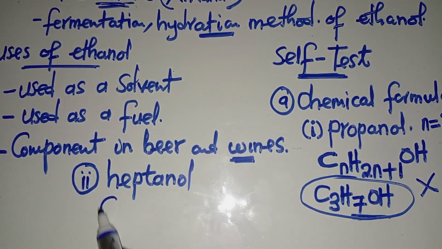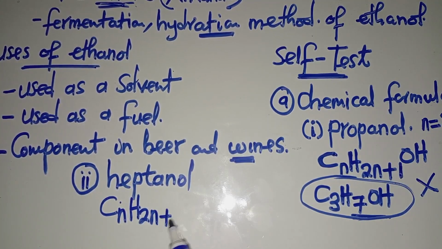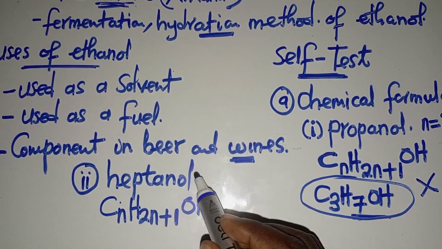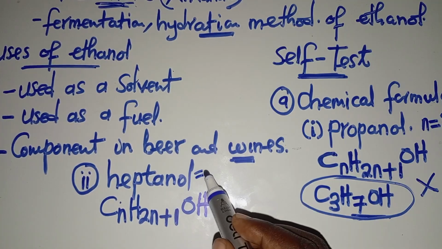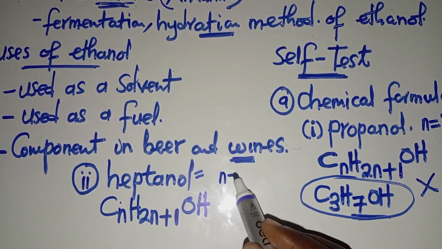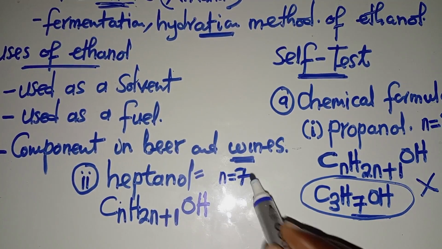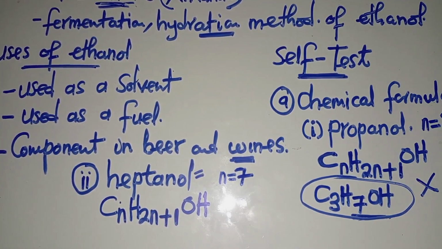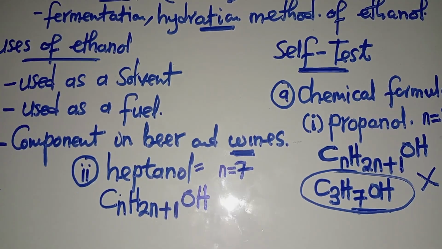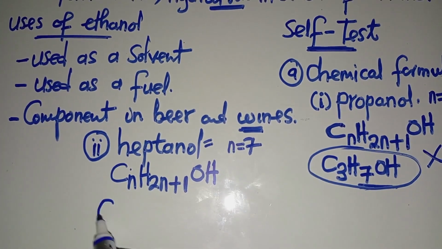So we are still using CnH2n+1OH. So what are we going to do? We know that this one, hep, is position 7, meaning that n is equal to 7. Where there is n, we shall put a 7. So how is it going to be?